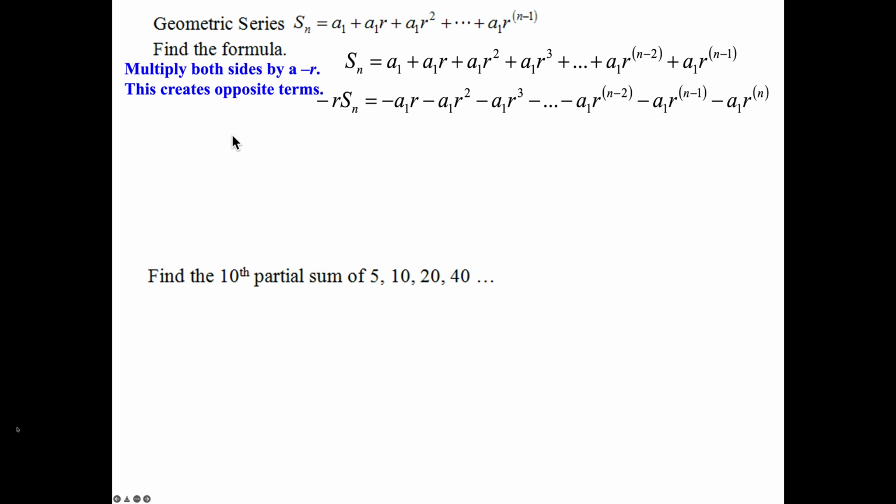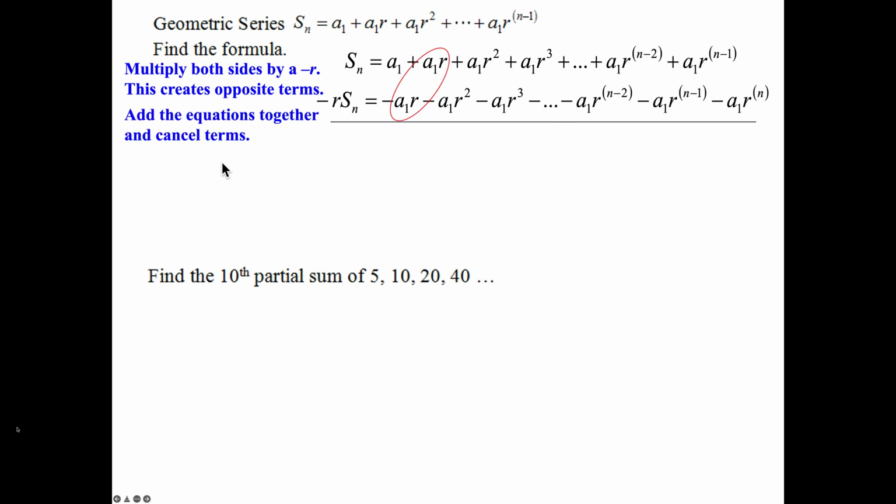Well, if you look really close, opposite terms, opposite terms, opposite, opposite, opposite, opposite. If I add these together, all those terms there are going to cancel. So s sub n minus r times s sub n equals the first term minus the last term of my second equation. That just got rid of a lot of terms.